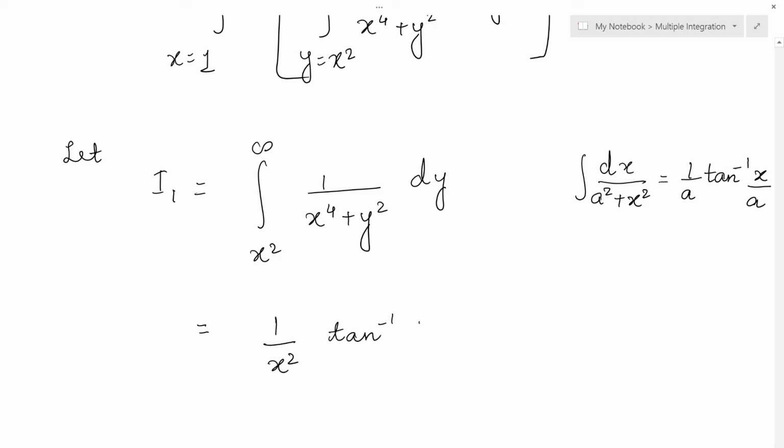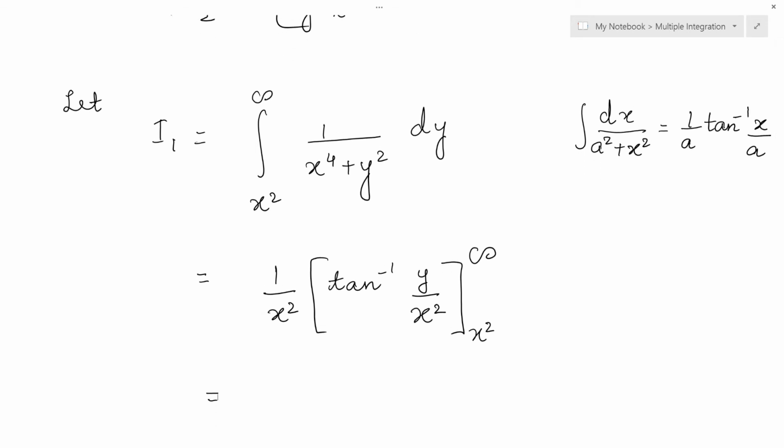tan inverse of y upon x square. X raised to 4 you have, so you can take it as x square. Okay, so x square to infinity are my limits of integration. Okay, so now I will substitute the limits. Remember, we have integrated with respect to y. So the limits should be substituted in y only, right? So the limits will be tan inverse infinity and the lower limit will be x square. So that will be tan inverse of 1, right?